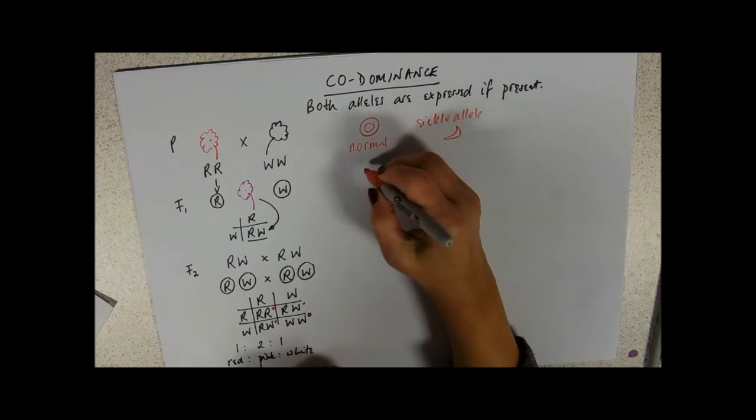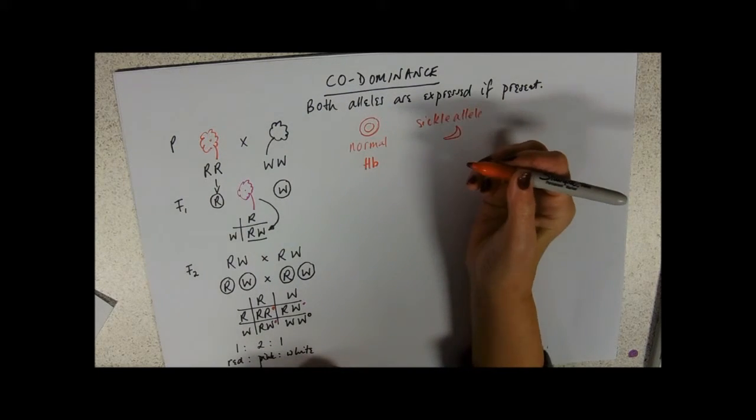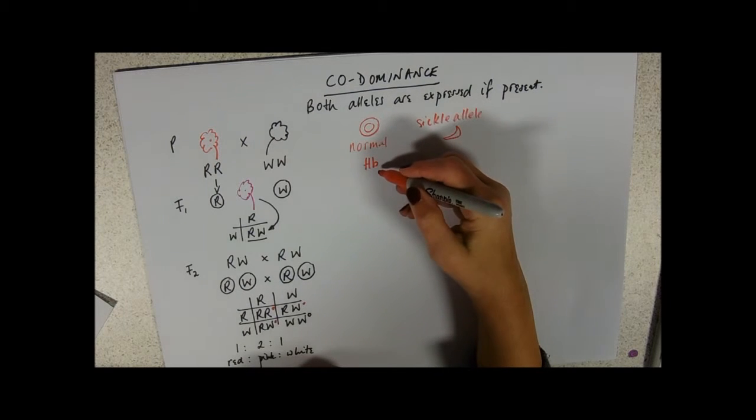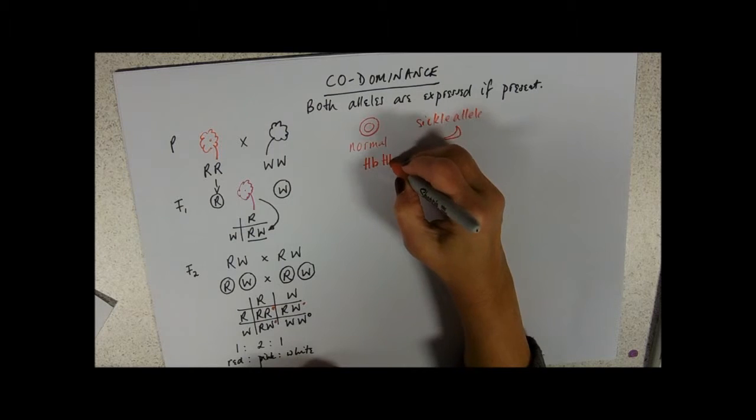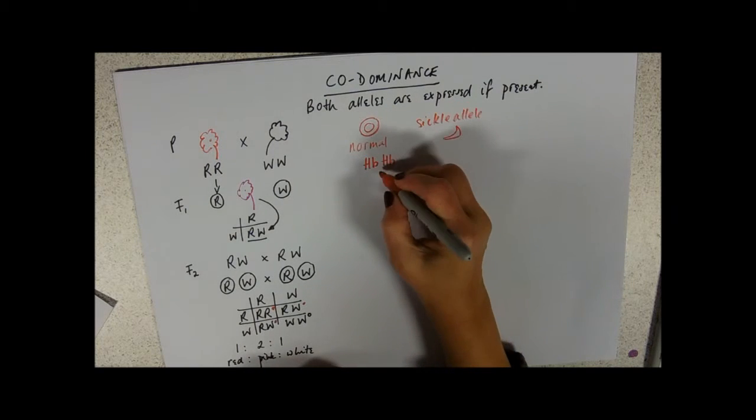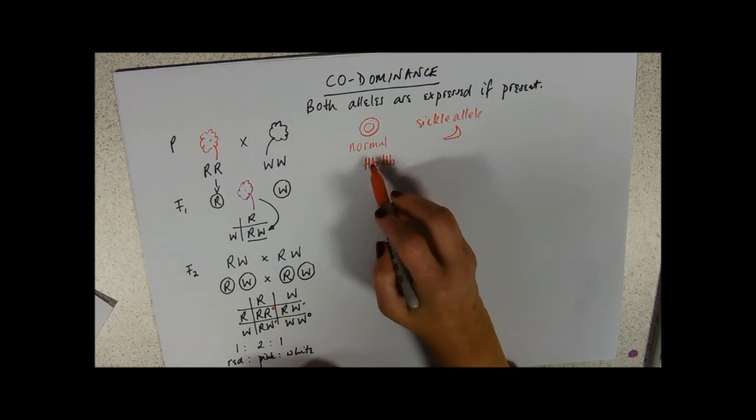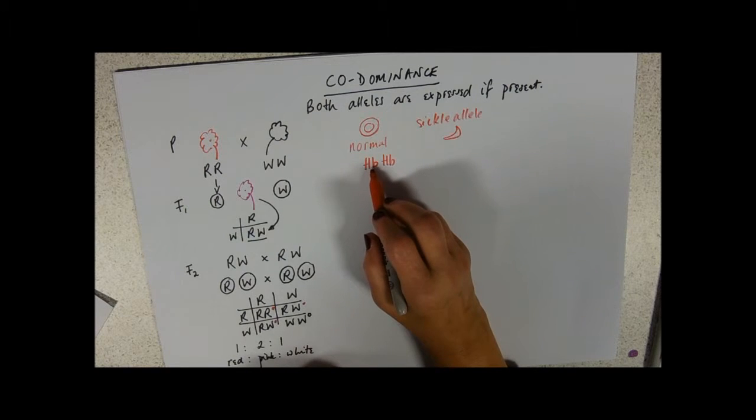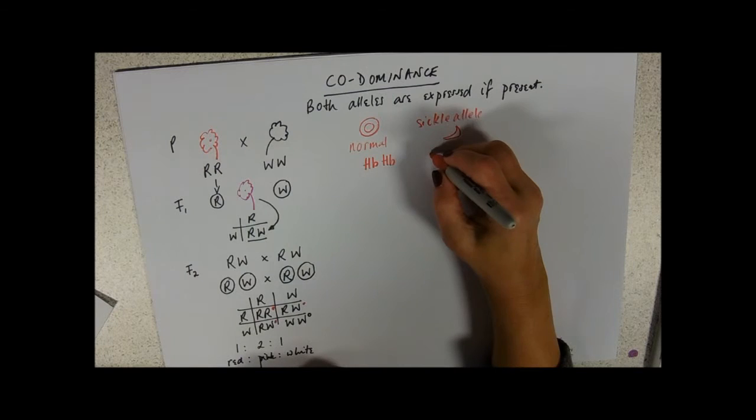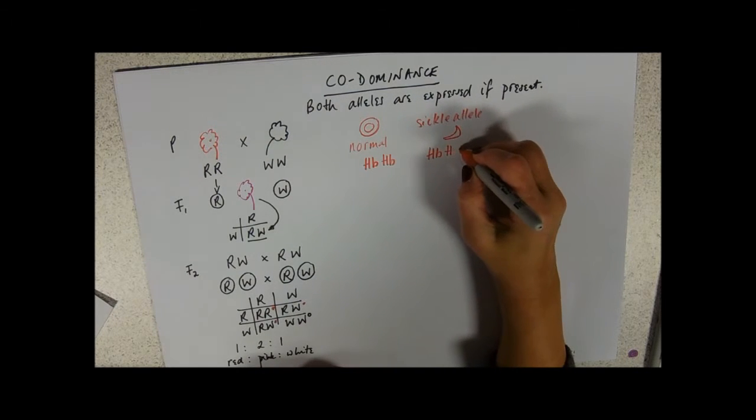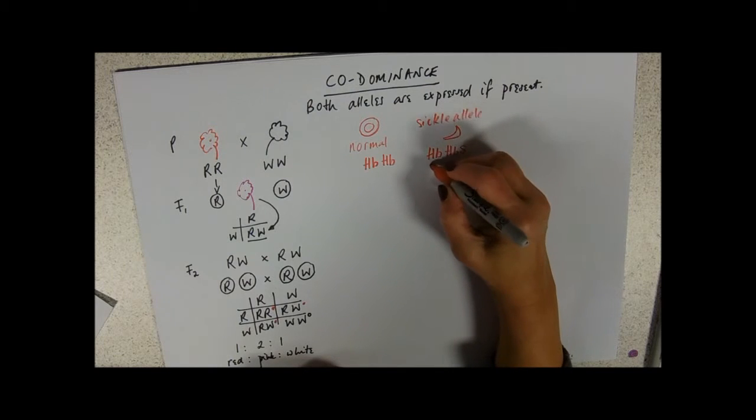Now, oddly, in blood cells, we refer to the allele as HB rather than just giving it a single letter, HB standing for hemoglobin. So somebody with normal blood would have two normal alleles, HB, HB. Sickle cell, you could have HB, HBS. This is the heterozygote.